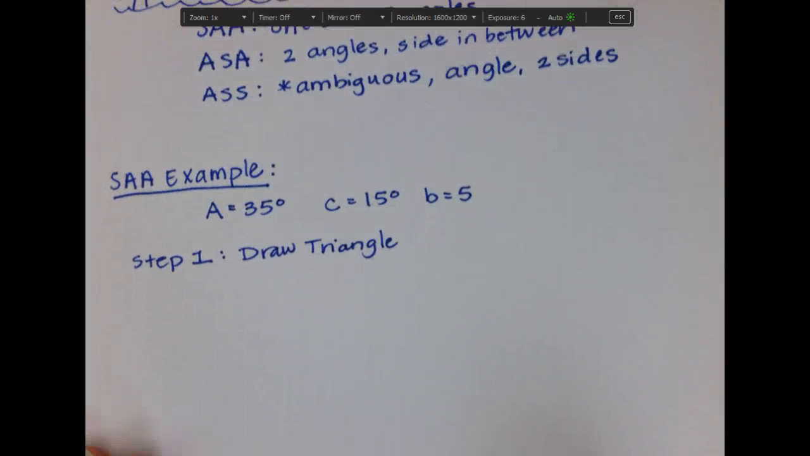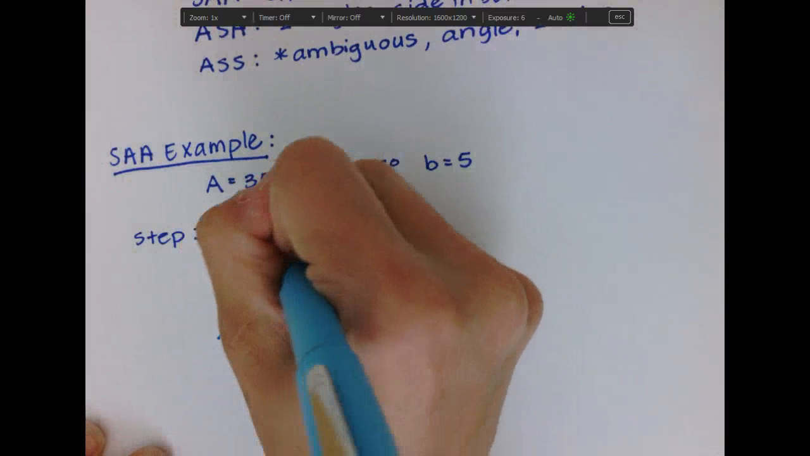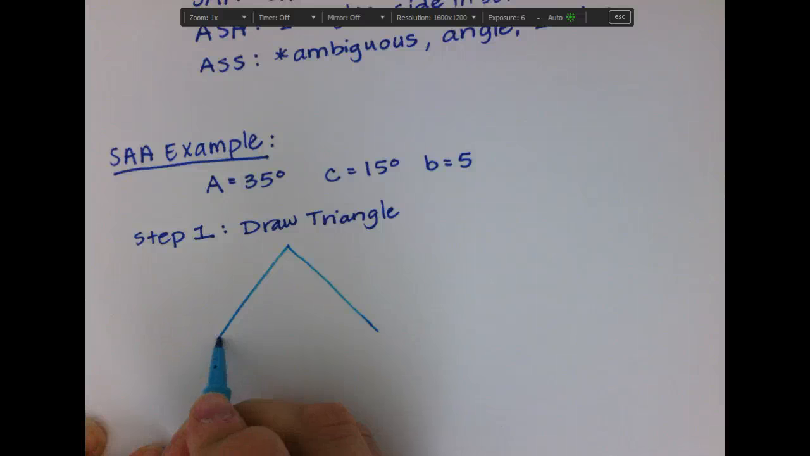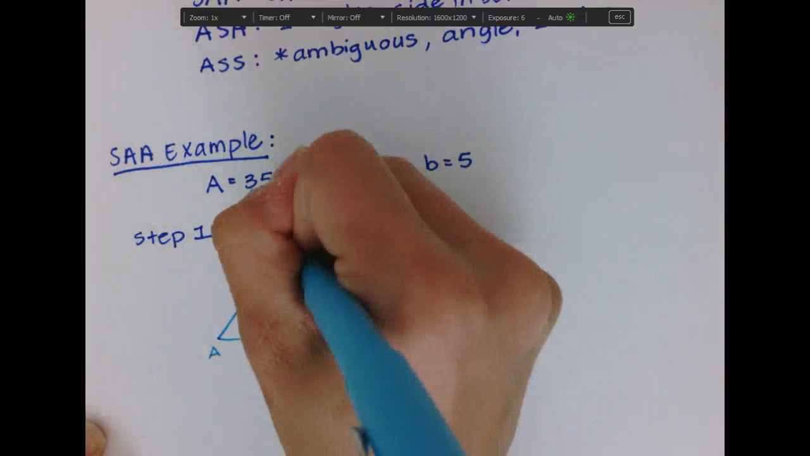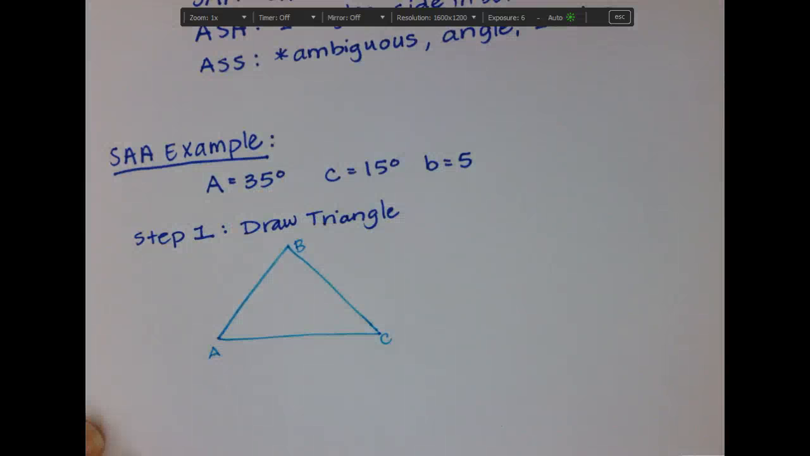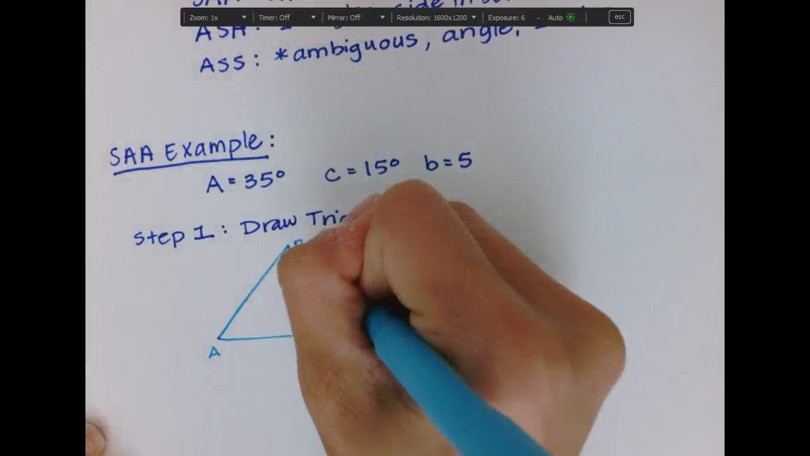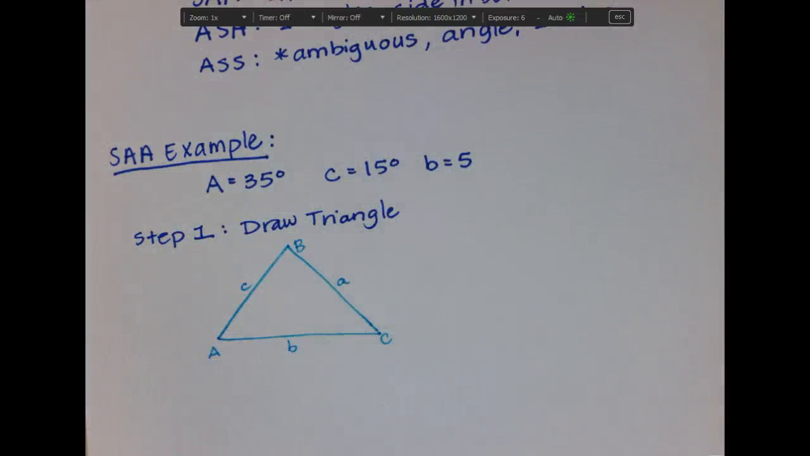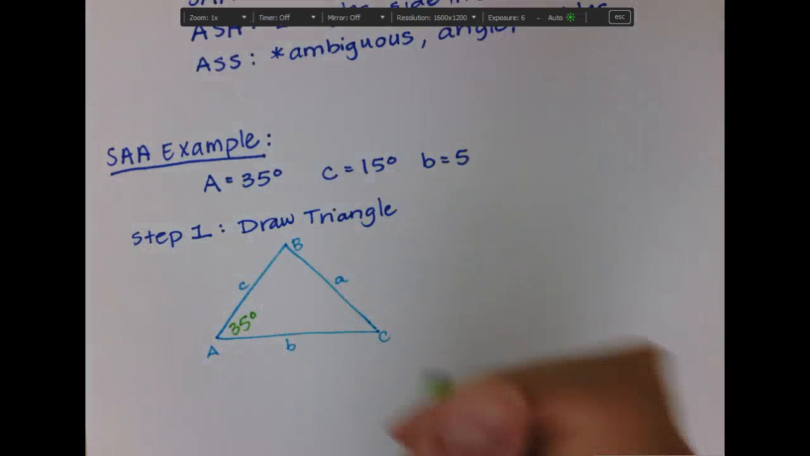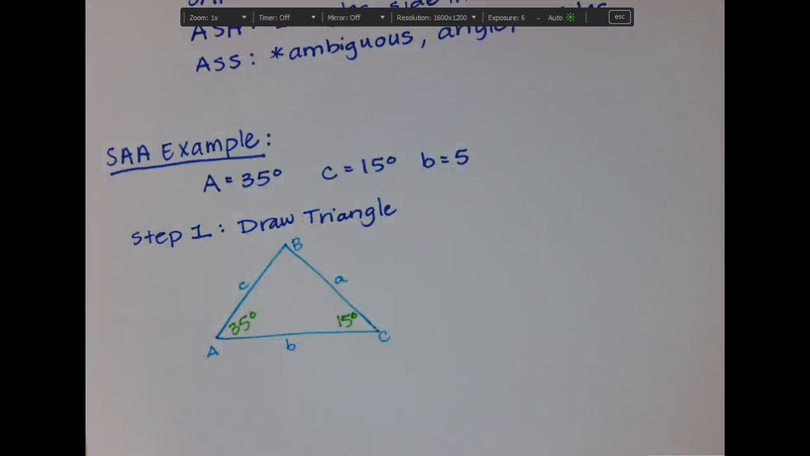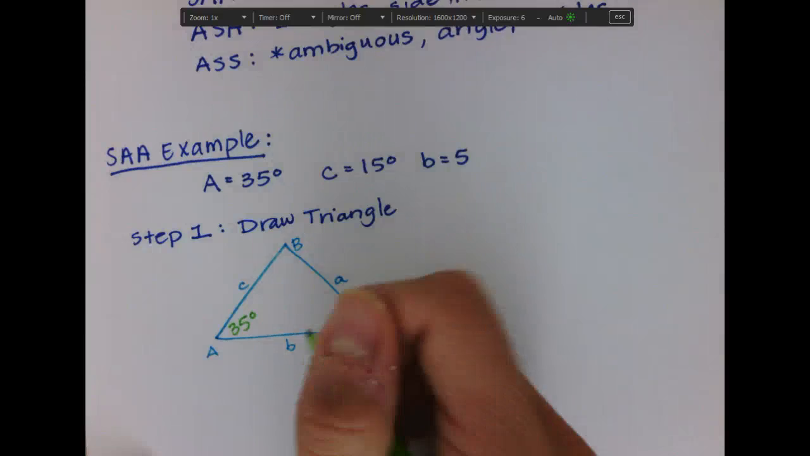So again, we don't know really what kind of triangle it is, whether it's obtuse or acute. We could figure it out fairly easily, but it doesn't really matter. We just need a triangle. And again, a triangle has 3 angles labeled with capital letters and 3 sides labeled with lowercase letters that are opposite the corresponding letter angle. So let's fill in what we're given. So we know that angle A is 35 degrees, and we know that angle C is 15 degrees, and we also have that side b is 5.